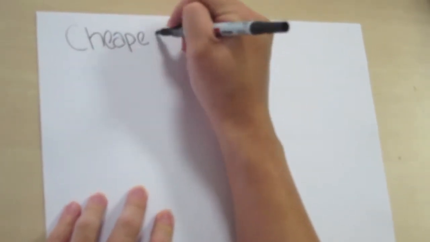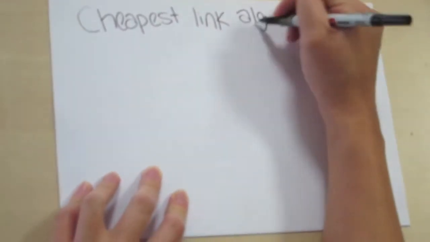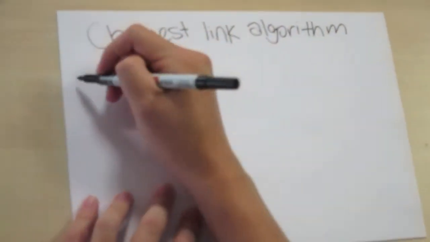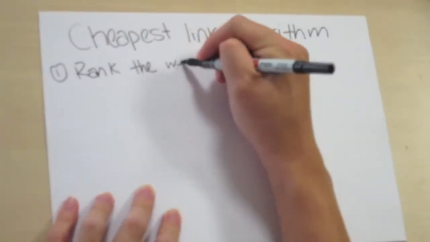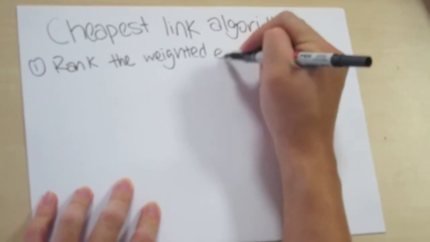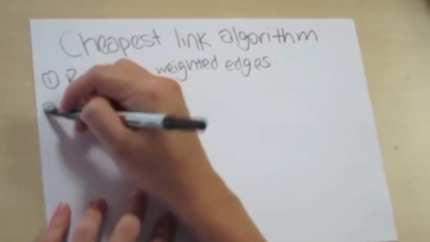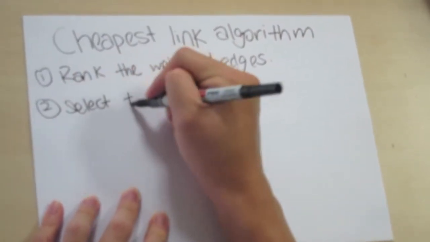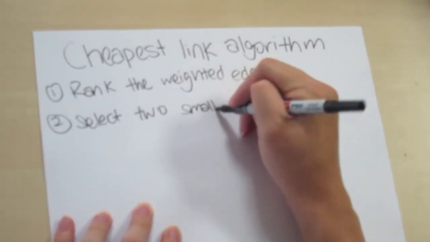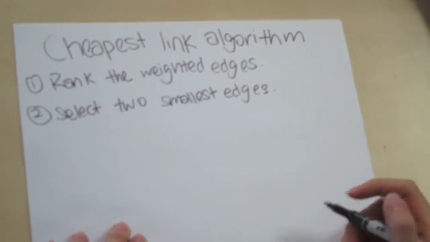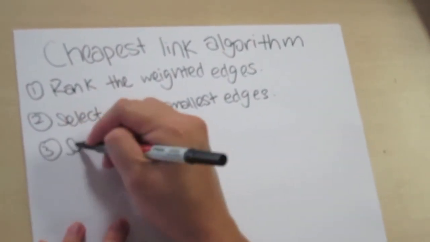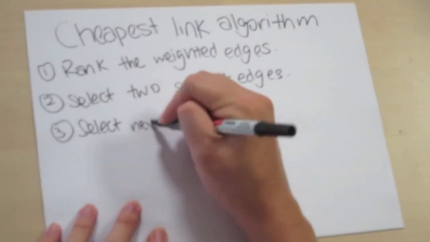Now let us look at another possible algorithm, the cheapest link algorithm. This algorithm works as follows. Firstly, we rank the weighted edges of the graph in ascending order as follows. Then, we select the smallest weighted edge, meaning the cheapest link between the two vertices. After doing that, we select the edge with the next smallest weight.